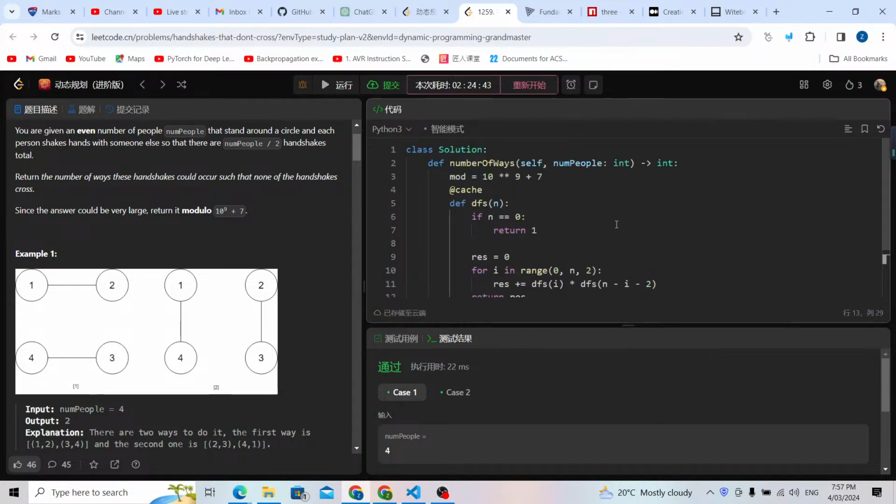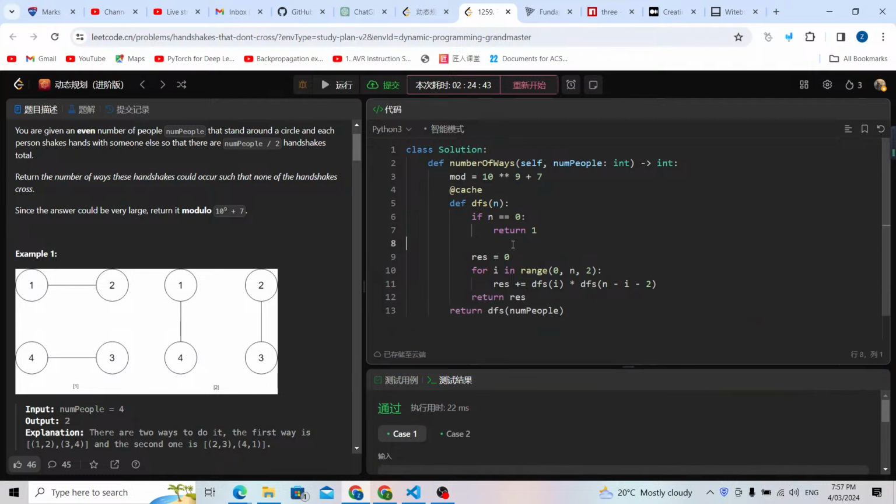So this is the entire code. Let me explain. For example, if there are 2 people, DFS 2, it's going to check from 0 to 2. It checks 0, which means the result should plus equal to DFS 0 times DFS 0. So 1 times 1, so it is 1. So if there are 2 people, we return 1.